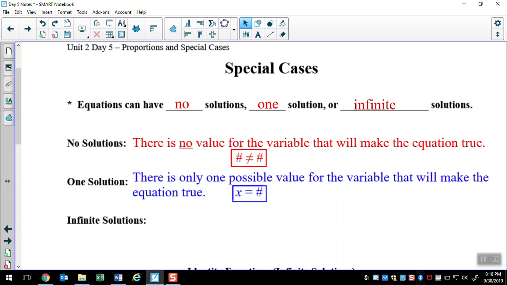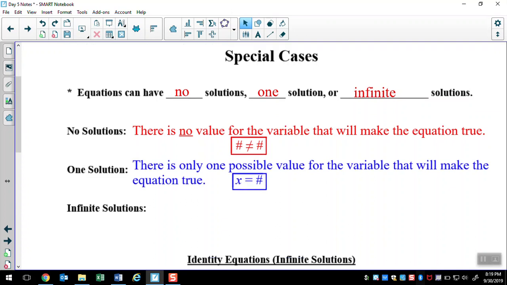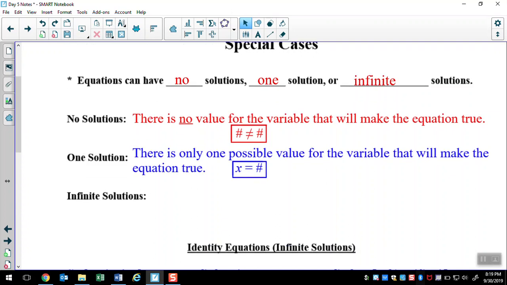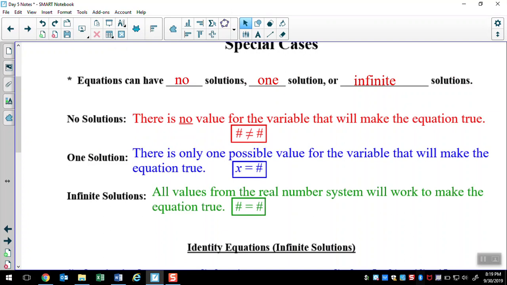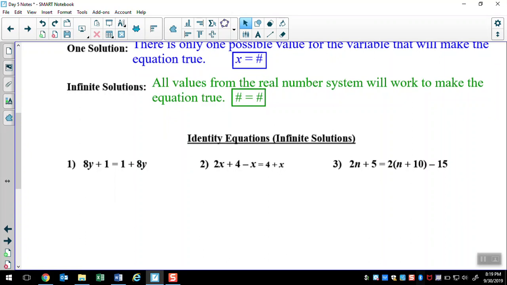One solution is what we've been dealing with all along. There's only one possible value for the variable that will make the equation true, and our answer is usually written out as x equals a number. Infinite solutions is where all values from the real number system will work to make the equation true. In this case, our variables are lost again, but we end up with the same number on either side of the equal sign. Alright, so let's check this out. Let's see what this really looks like.